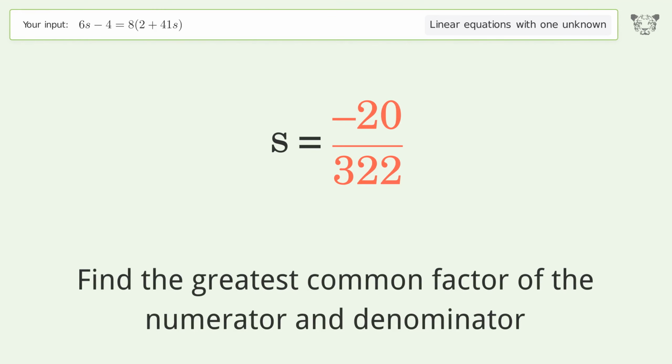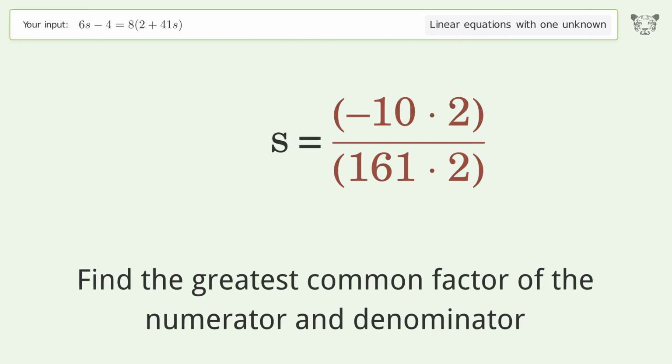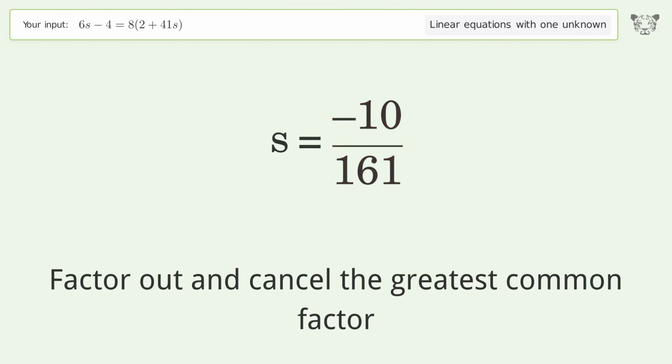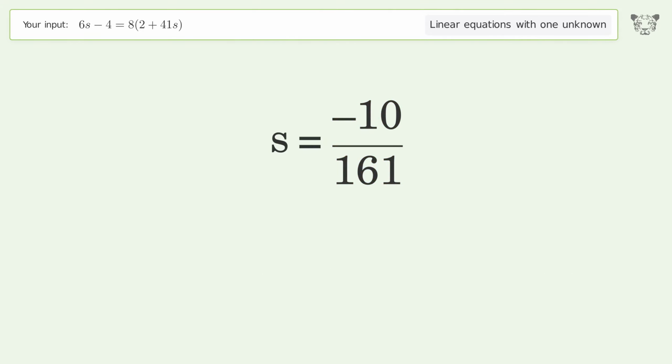Find the greatest common factor of the numerator and denominator. Factor out and cancel the greatest common factor. And so the final result is s equals -10/161.